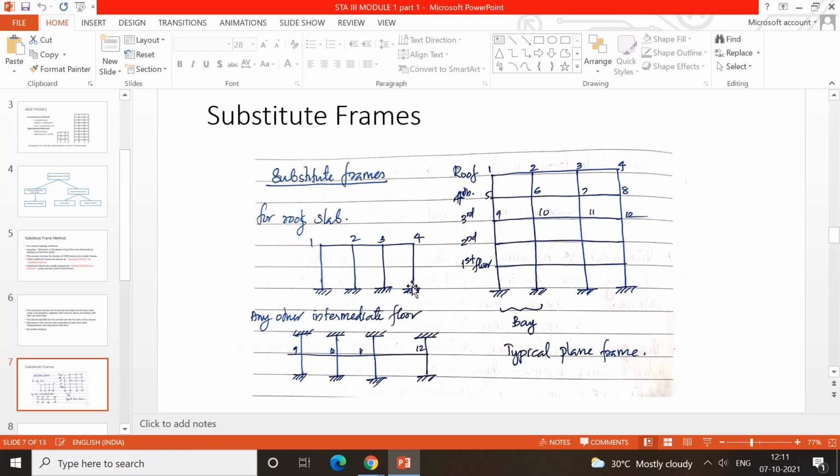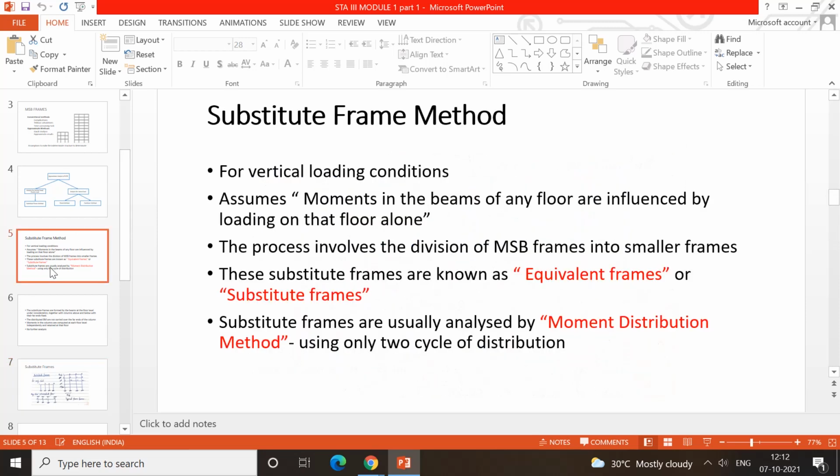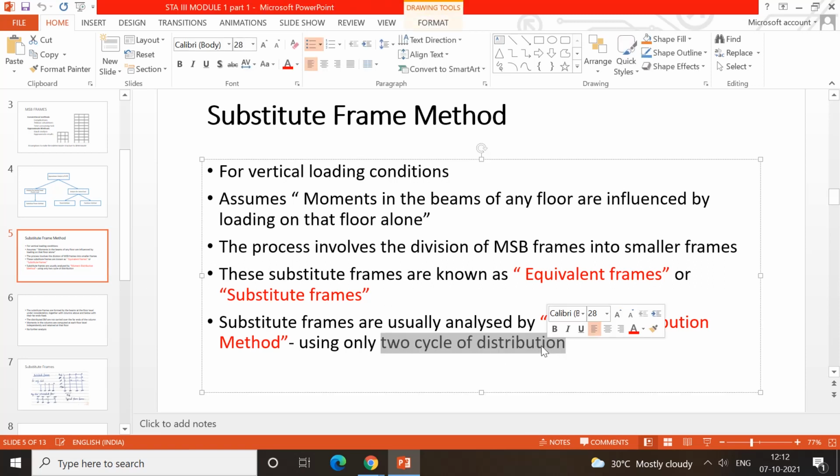Okay, like this we'll be formulating the substitute frame method. And whenever you get the substitute frame, you can analyze it, you can put the load onto it, which we'll discuss. And after that, you can analyze it by the moment distribution method, but with only 2 cycles of iteration. 2 cycles of distribution, only 2 cycles are required. The thing is, you are solving this by the moment distribution method.